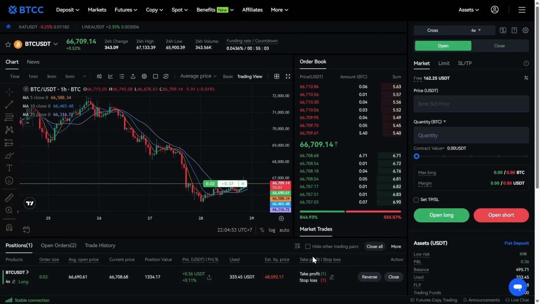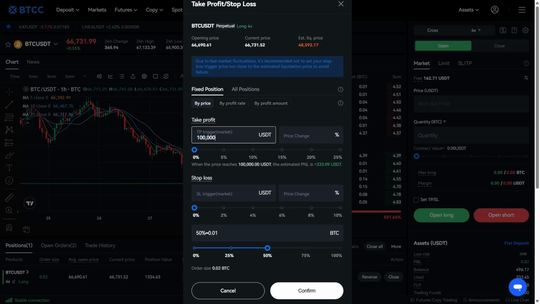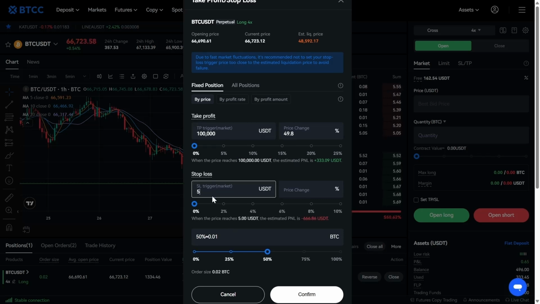And now under our take profit and stop loss, we can see the orders. We can click right here and then add a second take profit and stop loss. Again, with the second half of our order. So once this order executes, we will be fully out of our trade. I want to be fully out of this trade if Bitcoin hits 100,000. And I want to fully cut my losses if Bitcoin hits 50,000. We can confirm this trade.